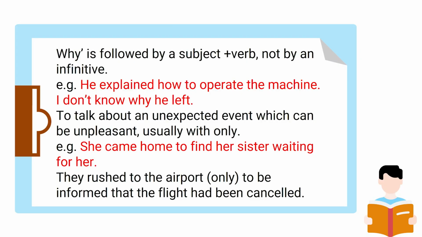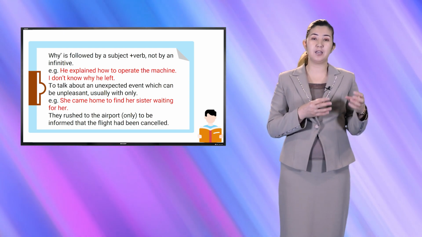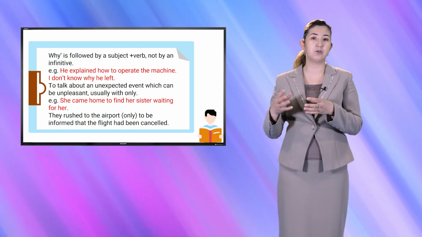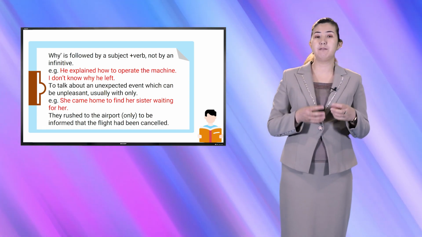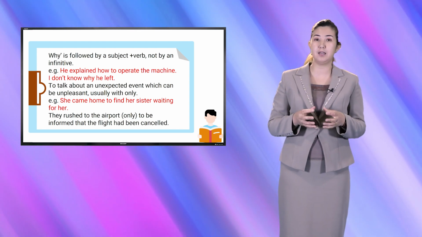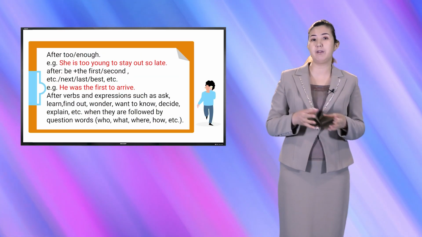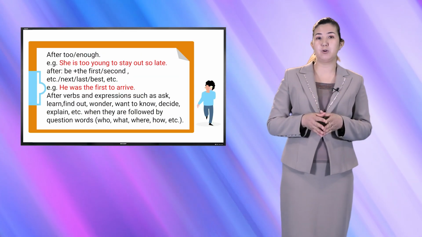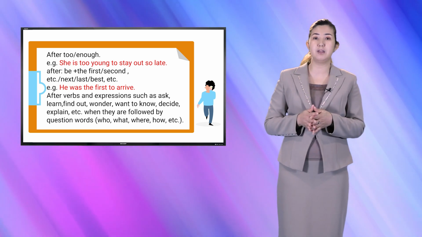The infinitive is also used after the word only to talk about an unexpected event which is mostly unpleasant. So, he came home only to find his sister waiting for him. The next use of the infinitive is that it comes after the words enough and too. So now we will learn the use of too and enough in sentences.